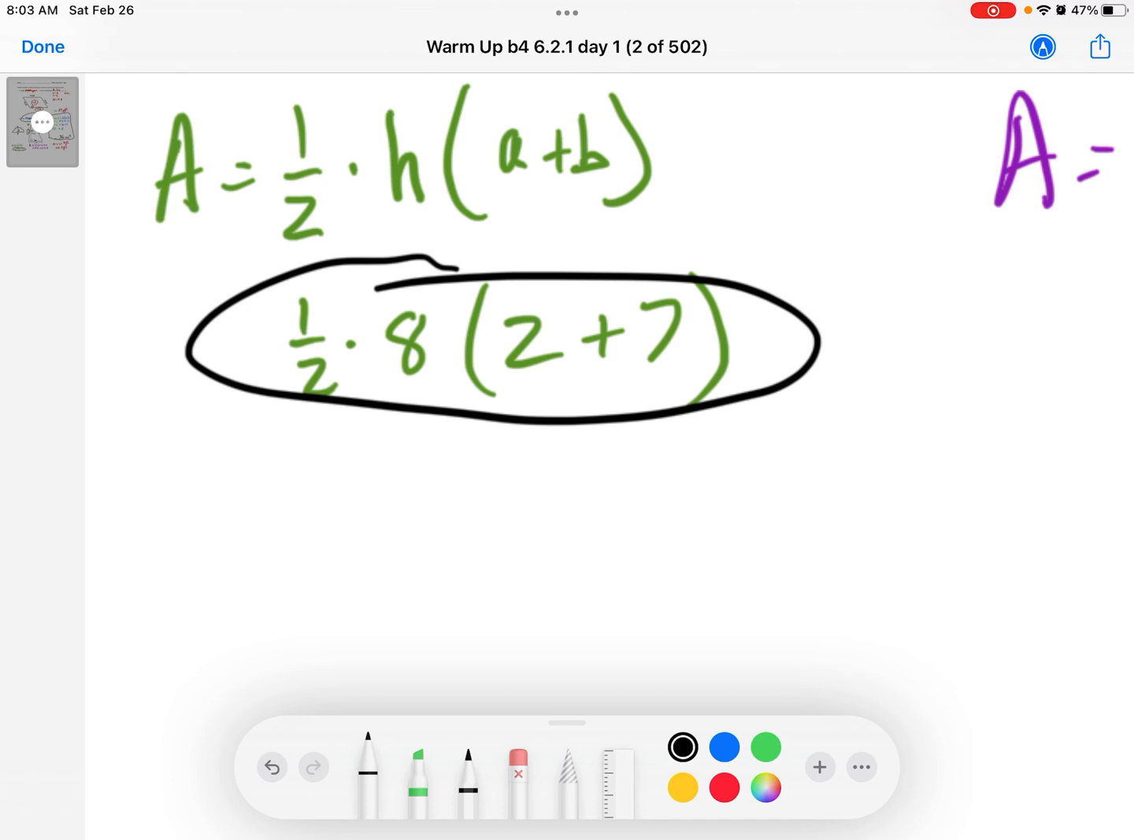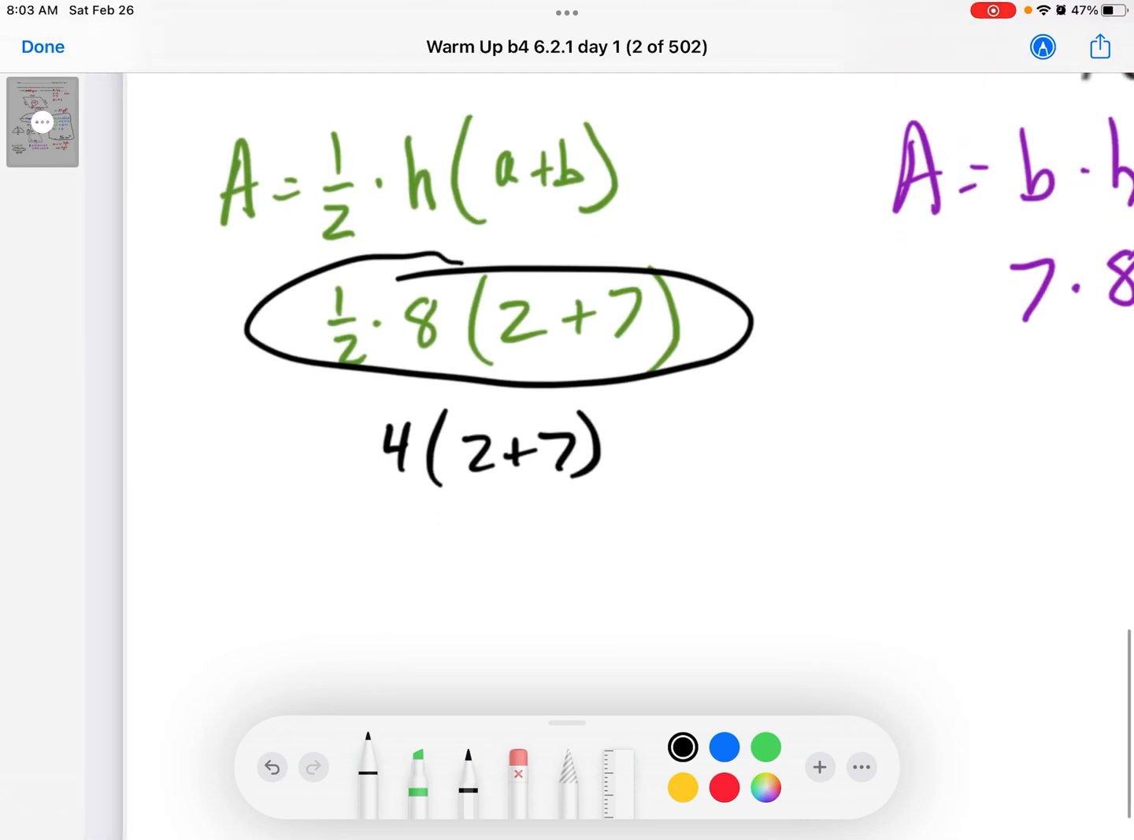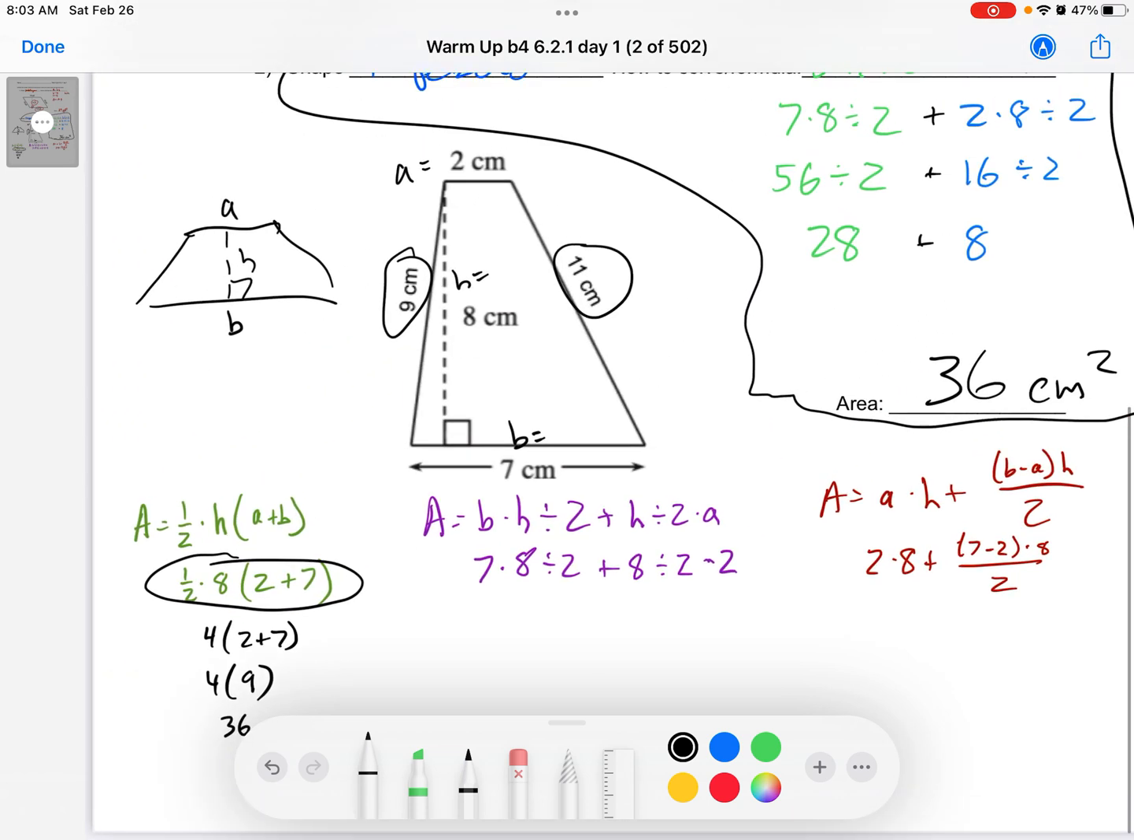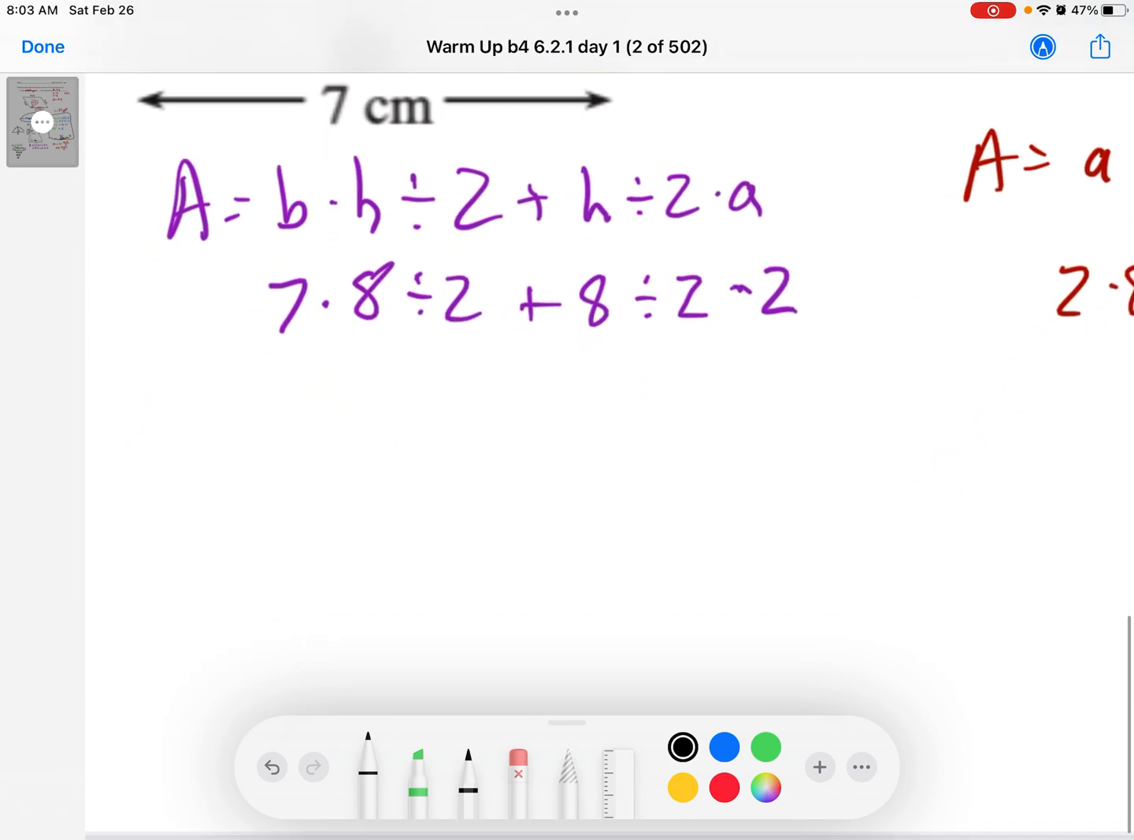So we would do 1/2 times 8, which is 4, parentheses, 2 plus 7. And we, again, have just one term in this problem. And this will make more sense as I do a couple more examples. 4 times 9, 36. And actually, not a surprise, we do have 36, don't we? Okay, let's go down here and do this one.